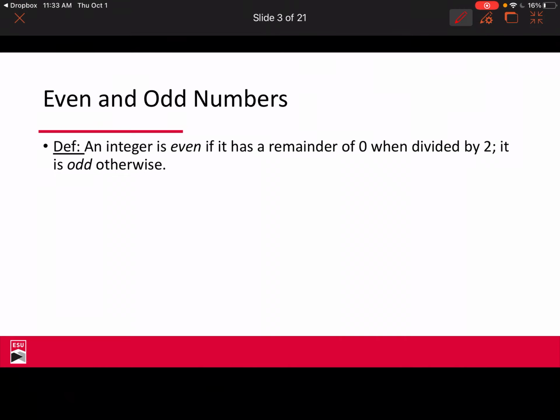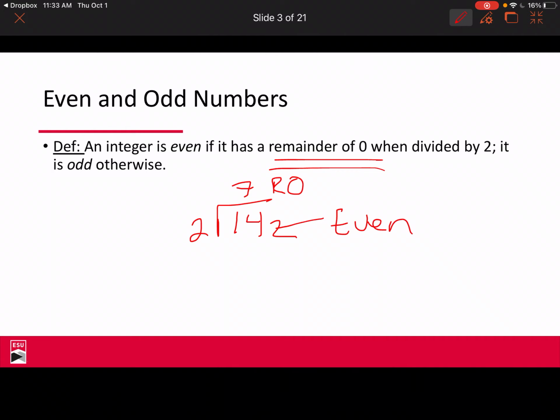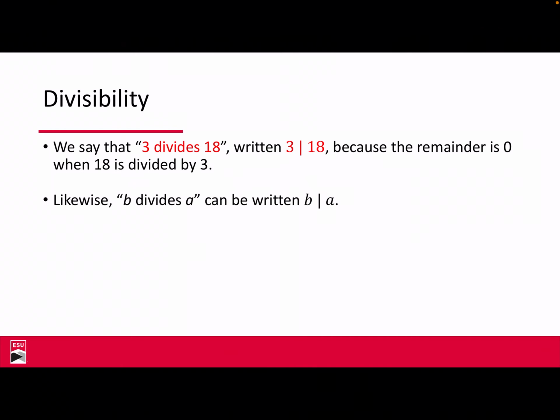A number is even if it has a remainder of 0 when divided by 2. So if we have a number like 14, and we divide that by 2, and we get 7, we can say that 14, because there's a remainder of 0, is even. But if we have 21, we divide that by 2, we get 10 with a remainder of 1. We call those numbers odd. And so that's how we distinguish between even and odd. Even means divisible by 2, and odd does not.